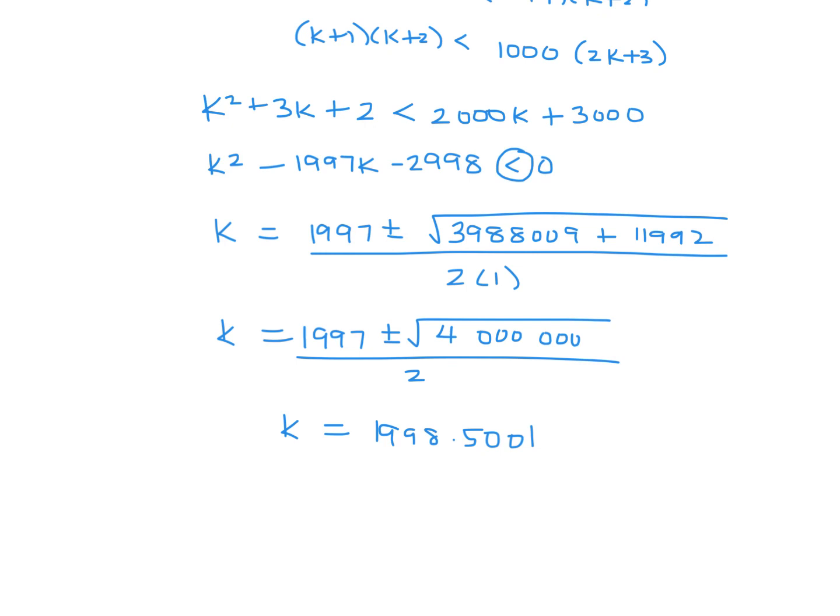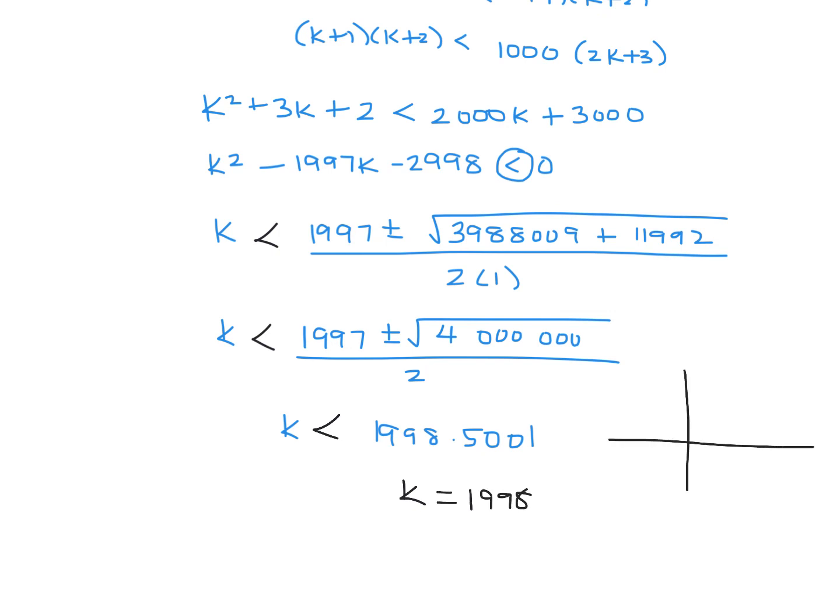So the largest value of k, well, this is if it's equal, but remember, we had a less than sign here. So really what you had to do was use a less than sign. So k has to be less than, right? According to the question. So I guess we have to do that. So that means k has to be less than. So if it's less than, the largest value it can be is 1998.